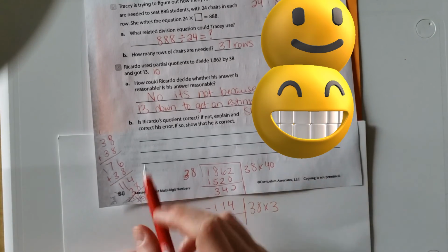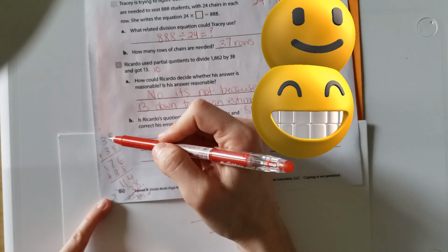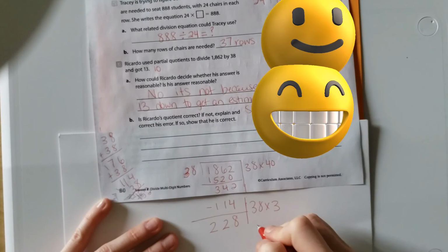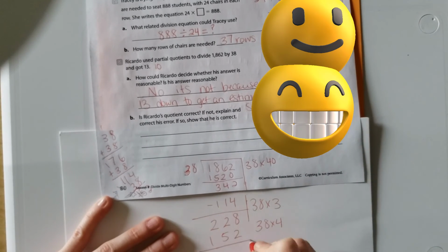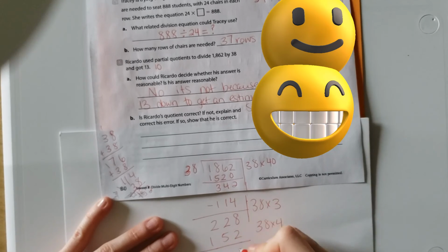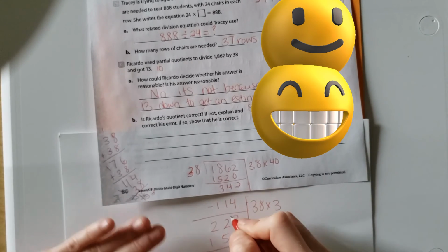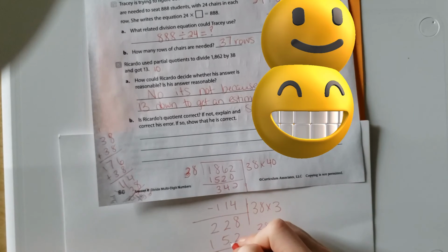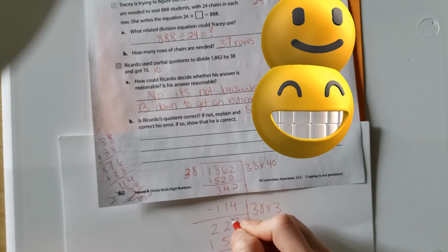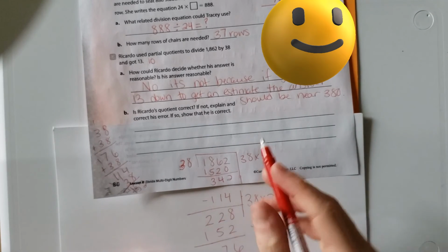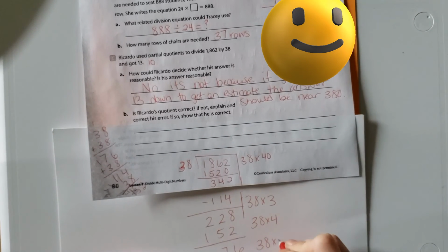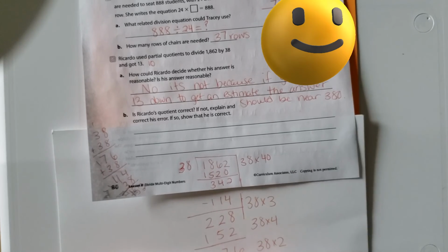And I'm just going to keep going. I know that 38 times 4 is 152. 8 minus 2 is 6. 12 minus 5 is 7. 76. 38 times 2 is 76.